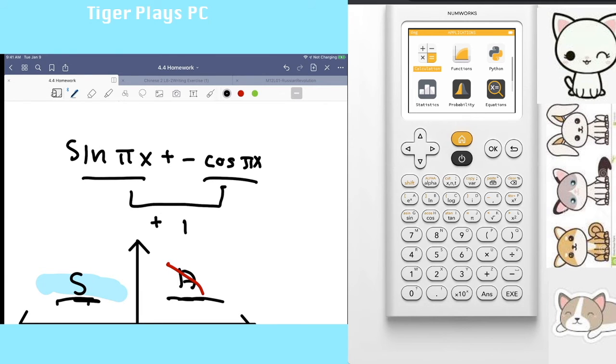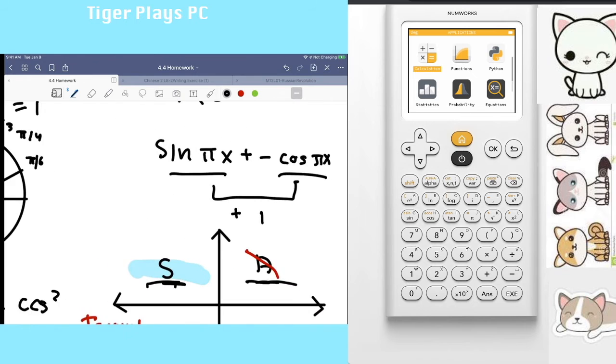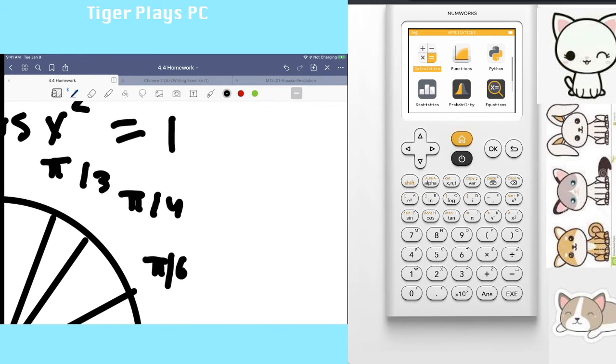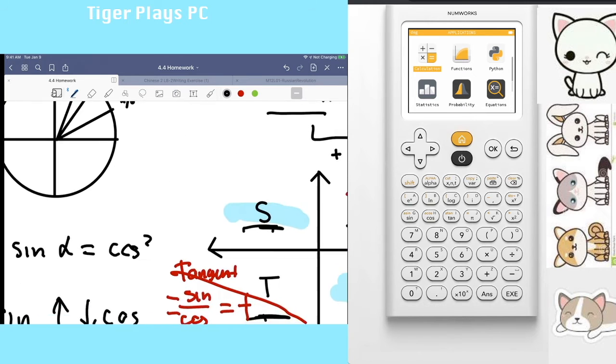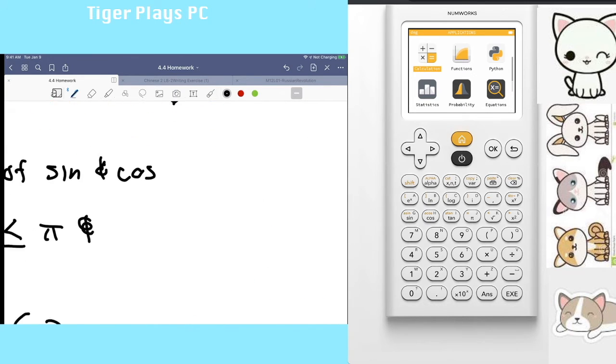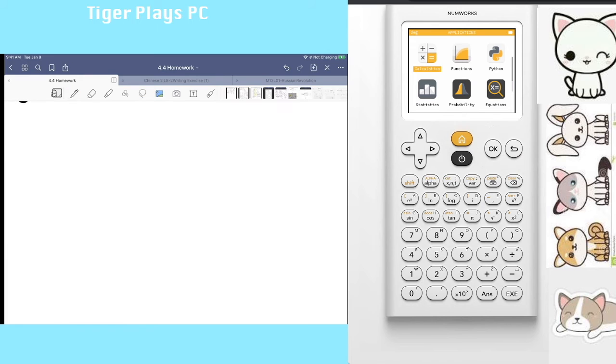Alright, now let's see which of these make sine and cosine cancel each other out and make them equal to 1. Well, I know for a fact that it has to be pi over 4. Why? Because in pi over 4, it's an isosceles triangle. Let's draw the triangle right here.